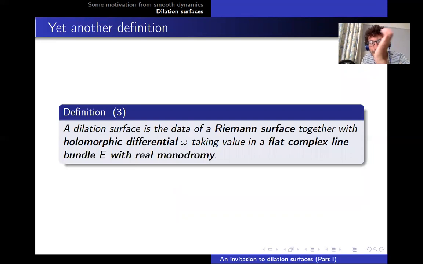And if you really like an algebraic geometric definition, well, you can say that a dilation surface is a Riemann surface with a holomorphic one-form with values in a flat line bundle. It's probably not the most handy way to begin working.